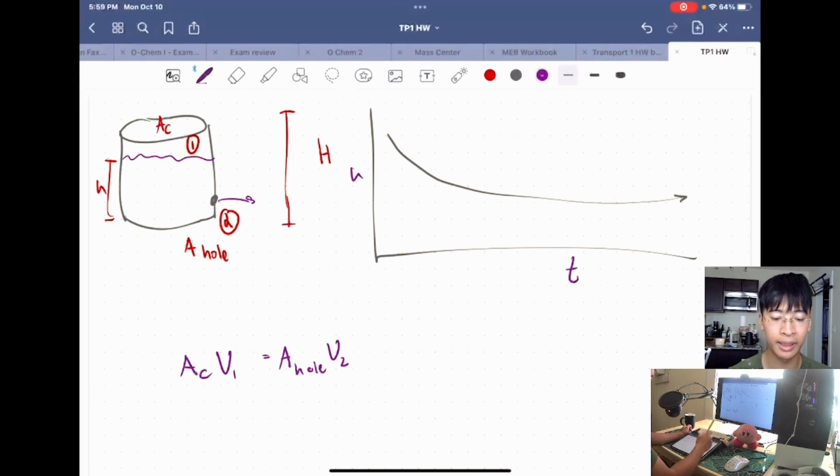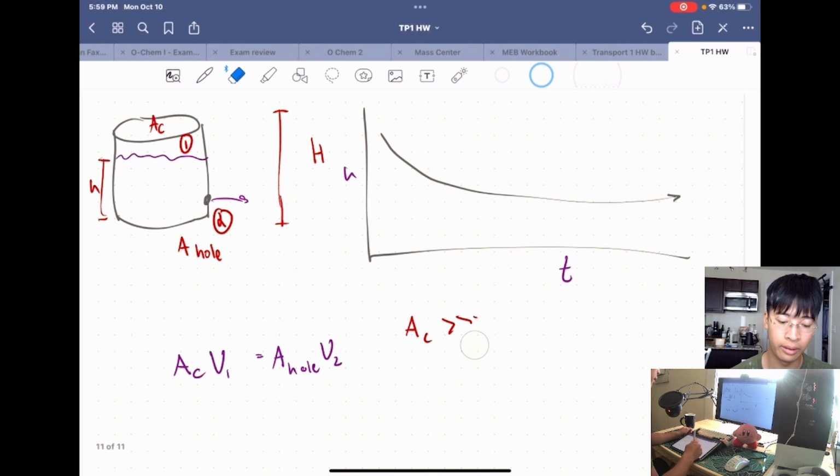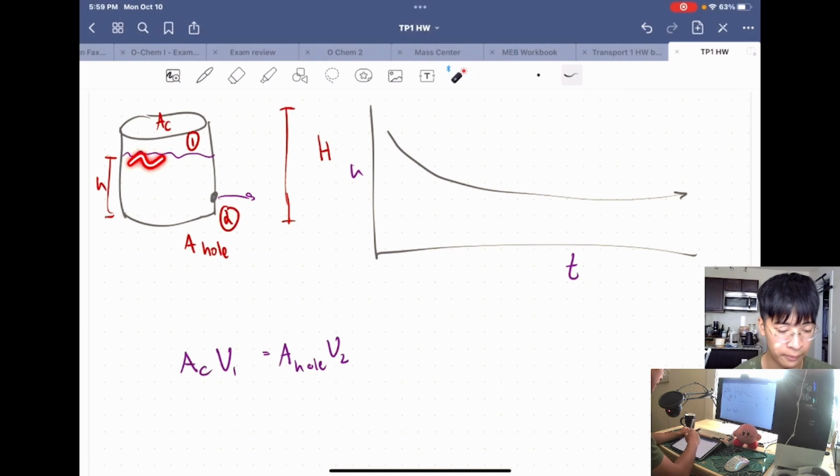Okay, and we say something special here, which makes our lives a little easier. You notice that the area of C, the cross-sectional area, is far, far, far larger than the area of the hole. And because of that, while the velocity of the fluid flowing out of the hole is significant, the velocity of the fluid level going downwards is rather negligible. So we can call this something very small, in other words, 0. Okay? So then let's go on with that in mind.